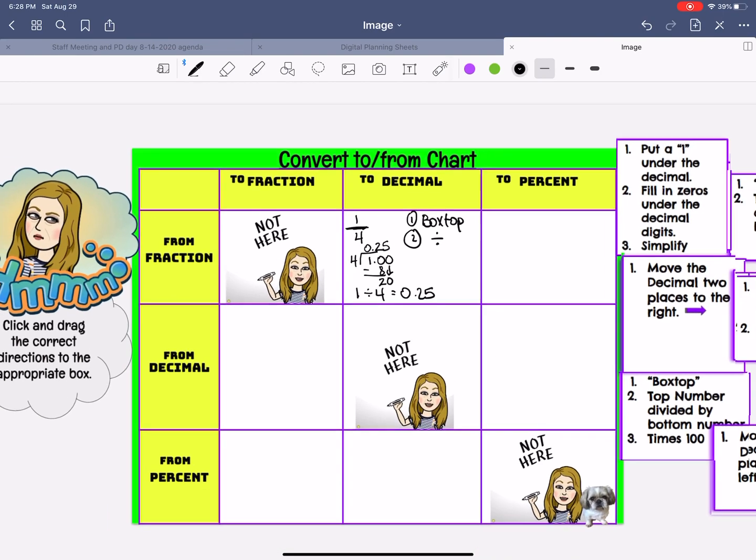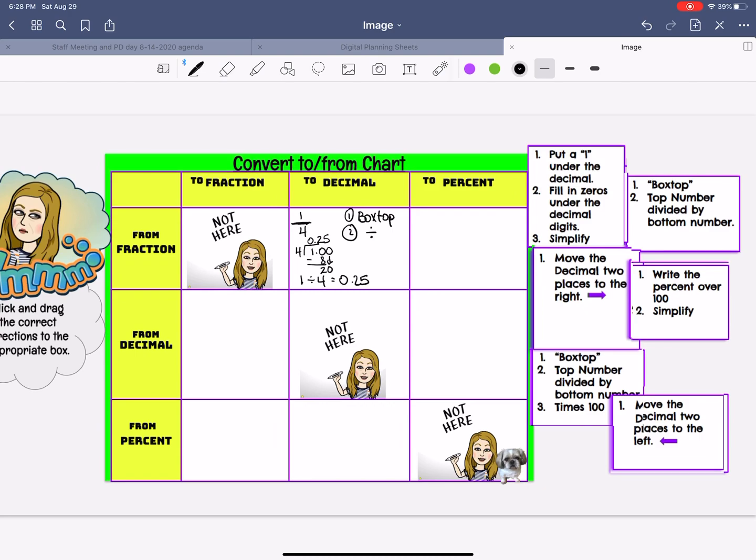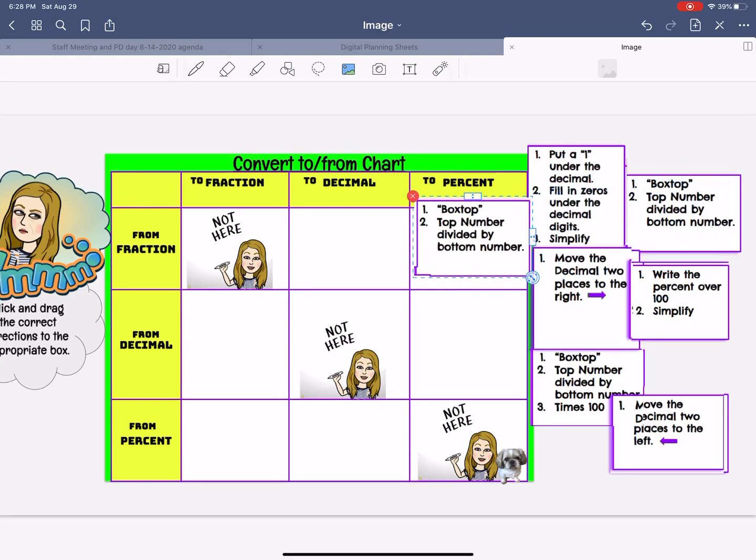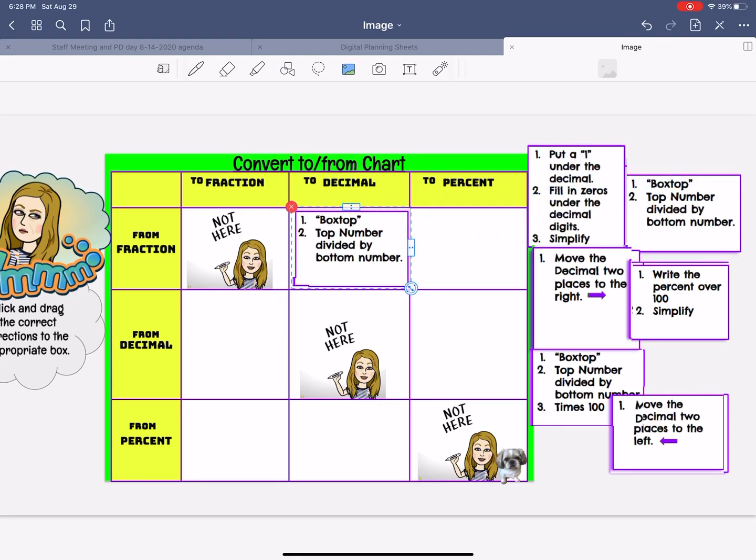So let's go back and look at the different tabs that you have. Which tab do you see describes box topping or taking the top number and divide it by the bottom number? You're right. I'm sure you found it. So you will then take your box on your slides and drag it into the right place. I see that you can see how that is to be done. So let's take a look at our next one.